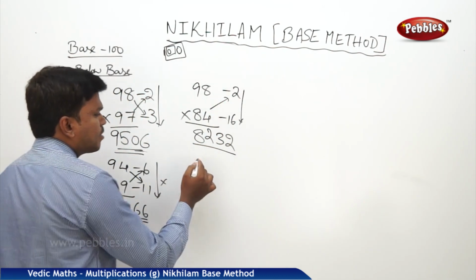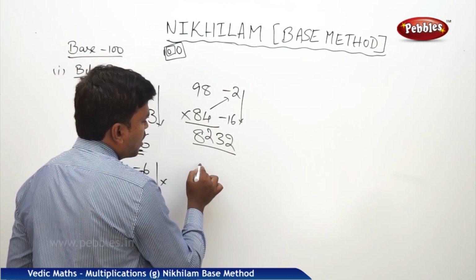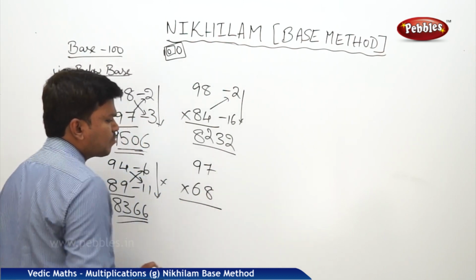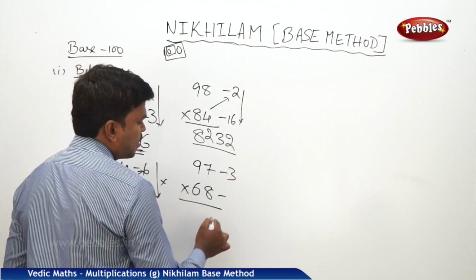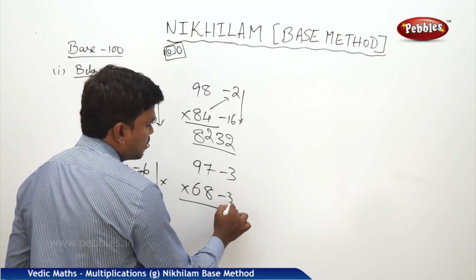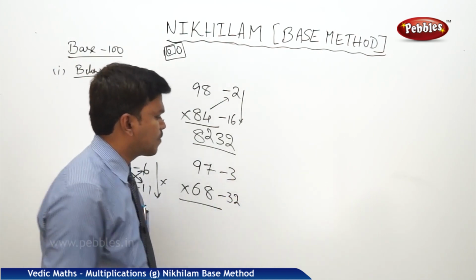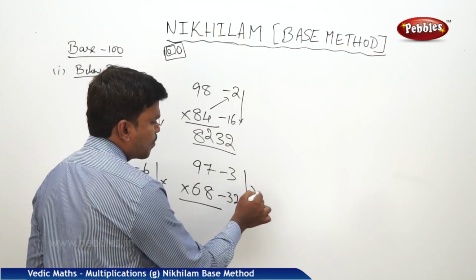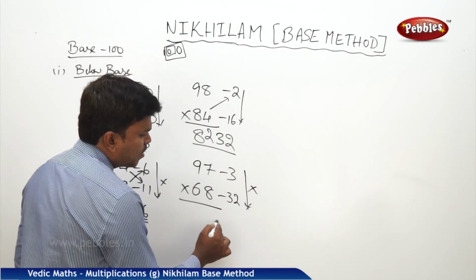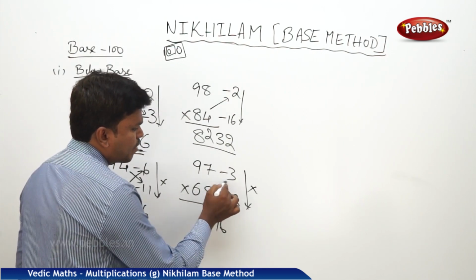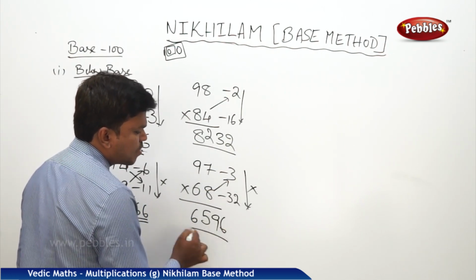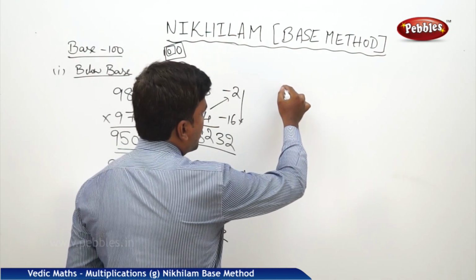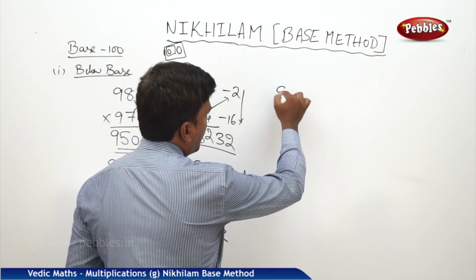Let us take one more example. Say 97 into 68. So it is minus 3, it is minus 32. Minus 3, minus 32. So you tell me how much? First of all, multiply these two. 32 3s are 96. Okay, 68 minus 3, 65. So answer is 6596.